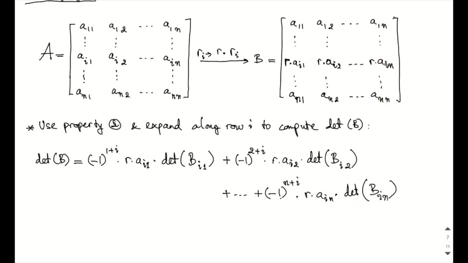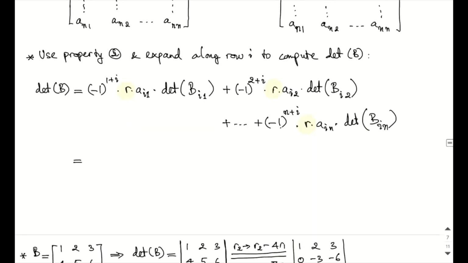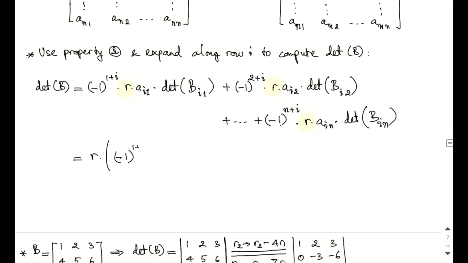So that is going to be row I, column N, IN. Now, let's take a look here. We have R, R, and R. So we can literally take it out as the common factor. So you take out R, what's left inside is negative 1 to the 1 plus I times AI1 times the determinant of BI1. But I'm going to replace BI1 by something.